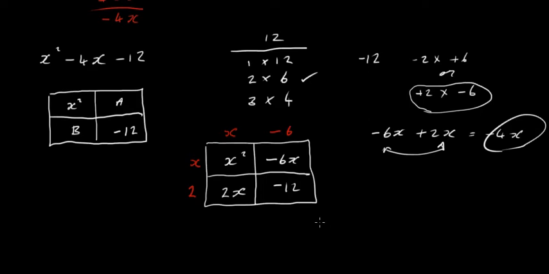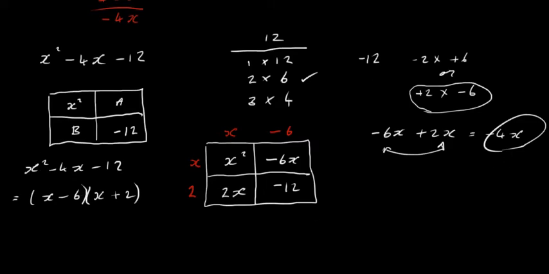So if you look at what we've ended up with here along our horizontal and vertical, we've actually ended up with our factors. We started with x squared minus 4x minus 12, and we found our factors are x minus 6 and x plus 2. And that's it. This is our area model for working out our factors for this expression.